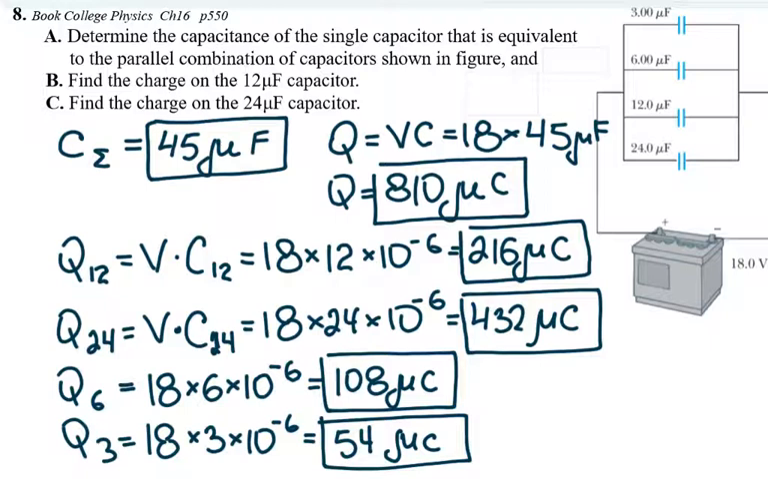Now, from the rule that I just described earlier, the sum of all the charges on every capacitor should give you the same as the total charge on all the capacitors. So if I add every single charge on every capacitor, I should get 810 microcoulombs for all capacitors together.